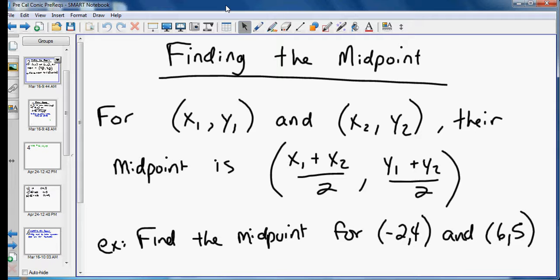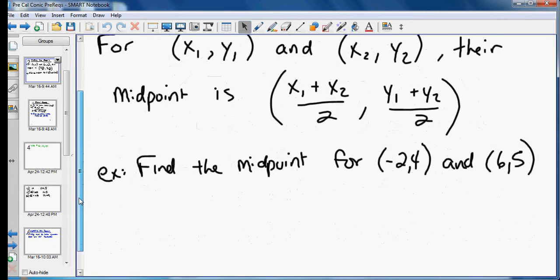So for the midpoint, this is the midpoint formula. If you're trying to find the midpoint for the points x1, y1 and x2, y2, you do it by adding the two x values together, x1 plus x2 over 2, and the y values together, y1 plus y2 over 2. So if you look at it, you're essentially just finding the average of the two. You're finding the average of the two x's, adding them together, dividing by 2. Same thing with the y's, and then you'll have your midpoint.